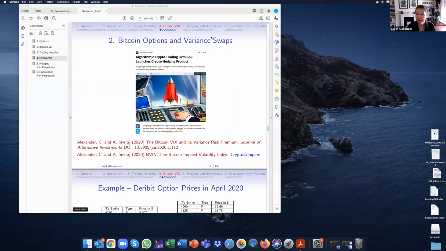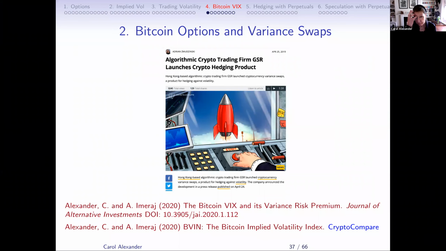So I'm starting off with the Bitcoin VIX again, building on what we did with the derivation of the fair value formula. And notice the date here, April 25th, 2019. So it's nearly 2 years ago that GSR launched. They call it a hedging project, but as I said, a lot of the people in this arena of crypto assets don't really understand fundamentals of finance, and they do often use the wrong terms.